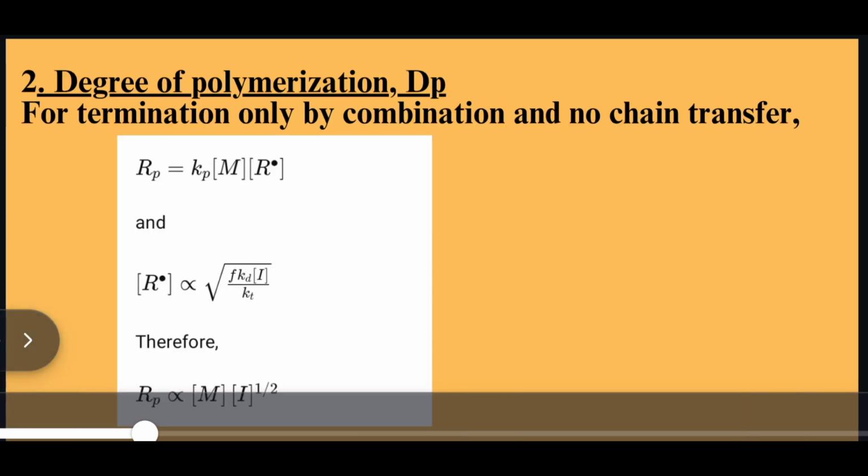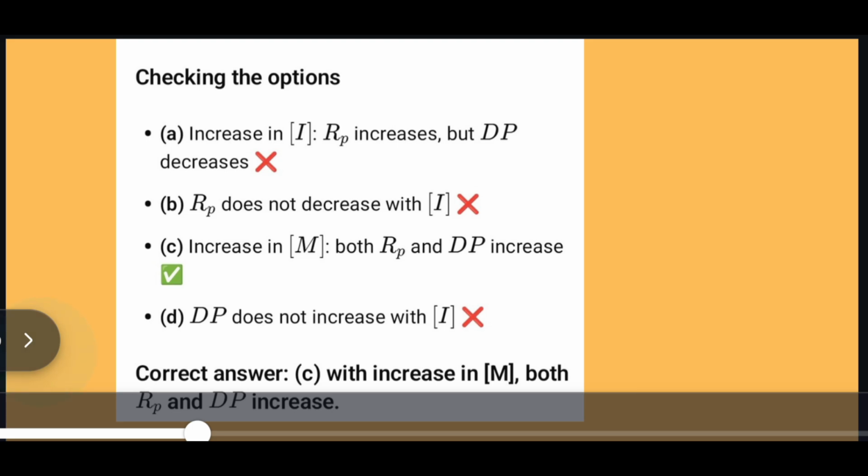The second one is the degree of polymerization dP. For termination only by combination and no chain transfer, Rp is equal to Kp into M into R radical, and R radical is directly proportional to root of f Kd into I divided by Kt. Therefore, Rp is directly proportional to M into I to the power half.